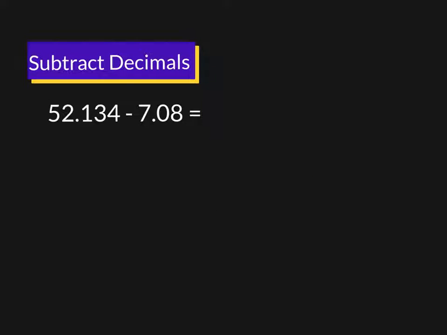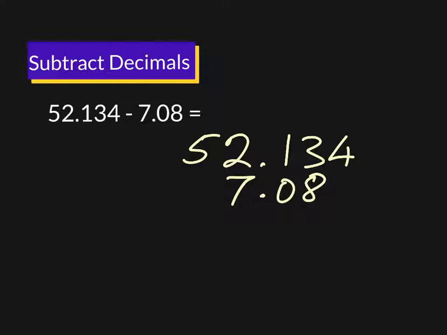Here's another example, 52 and 134 thousandths minus 7 and 8 hundredths. So to start out with, we're going to write the numbers vertically, and we want to make sure that the place values and decimals are lined up, and the easiest way to do that is to write the decimal. Okay, and then we can subtract, but first of all, let's add some zeros at the end just to hold the place values, because that doesn't change the value of the number.